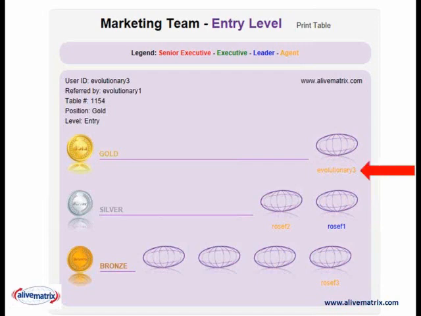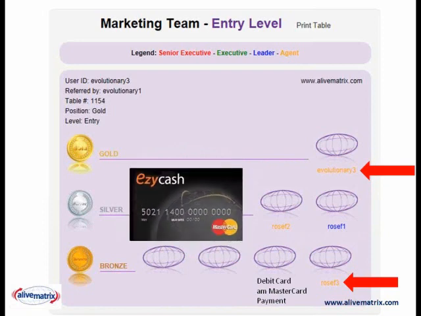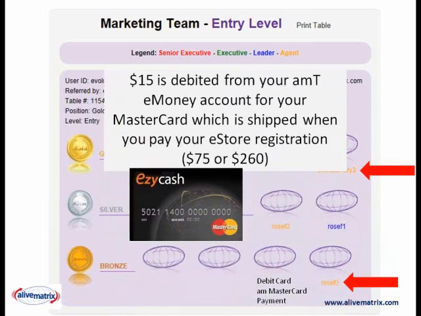So now when you are on the entry-level table, on the gold position, and the first position on the bronze level is filled, that's when the payment for your debit card, AMT MasterCard, happens. Actually, there is $15 that is debited from your AMT e-money account for your MasterCard, but the MasterCard is actually shipped when you pay for your e-store registration, either $75 or $260.